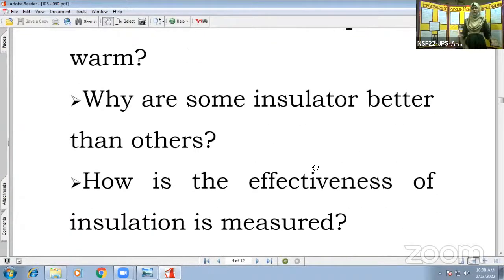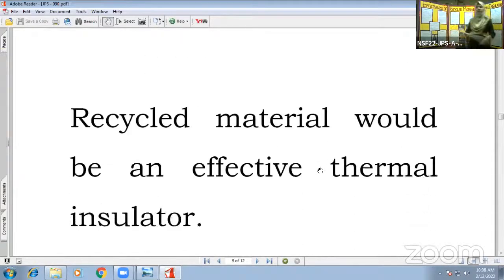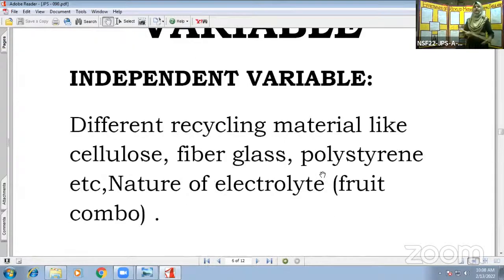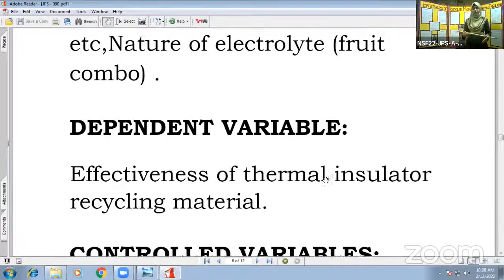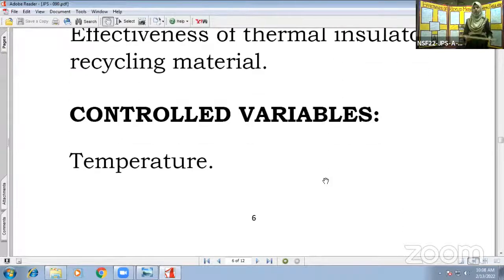To clarify my answer, I formed my hypothesis: recycled material would be an effective insulator. The variables of the experiment are independent, dependent and control variables. The independent variable is recycled material like cellulose, fiberglass, wood shaving, bubble wrap, and foam. The dependent variable is the effectiveness of recycled material as thermal insulator. And the control variable is temperature.